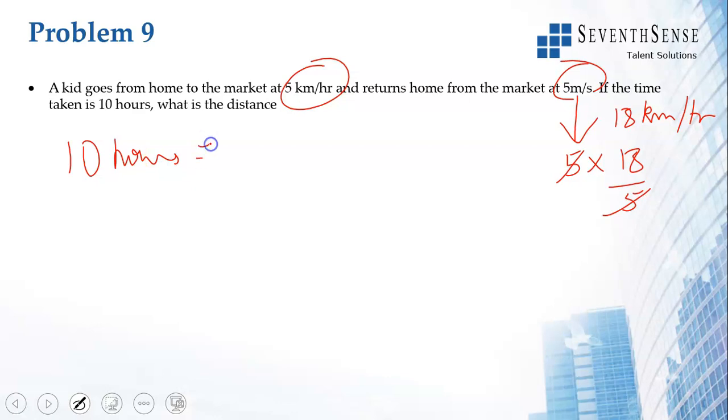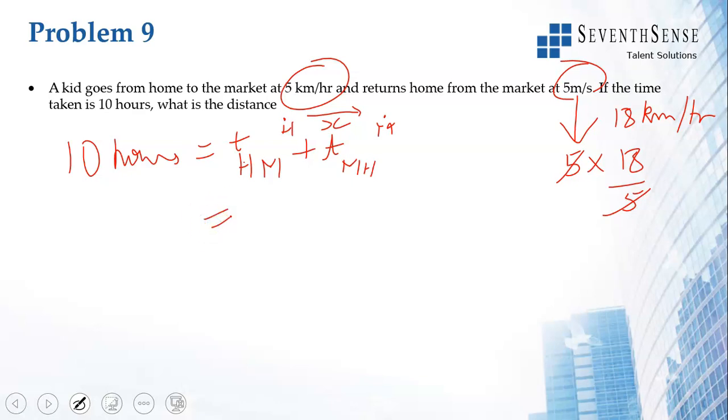What is the distance? The distance is going from home to market and market to home. Let us say this is x. The time taken, 10 hours, is the time taken to go from home to market plus the time taken to go from market to home, right? From home to market it takes some time, and from market to home it takes some time. The total time is 10.